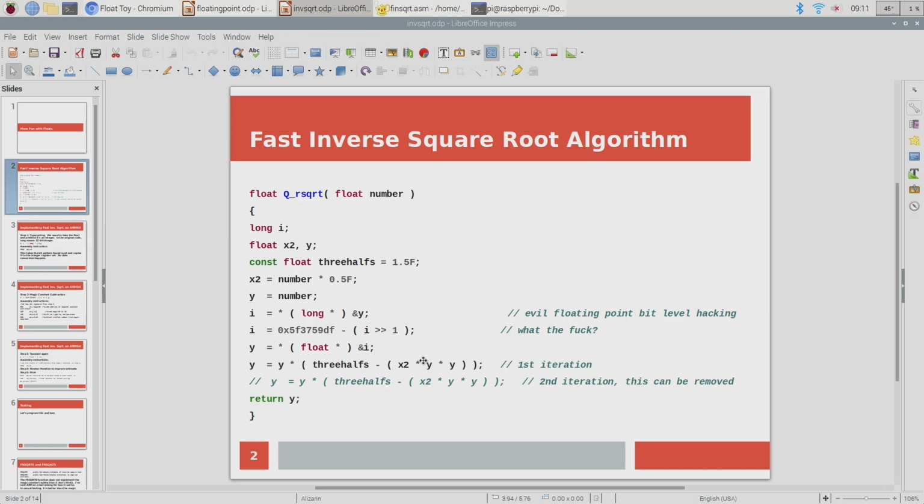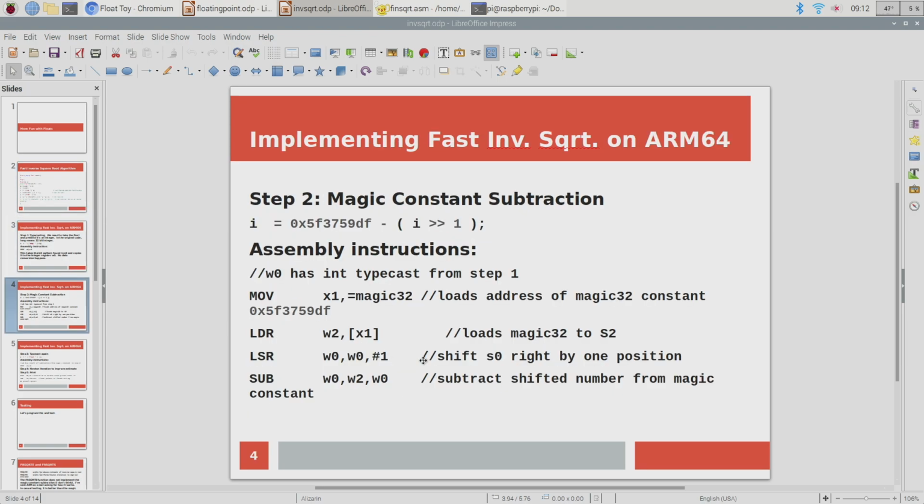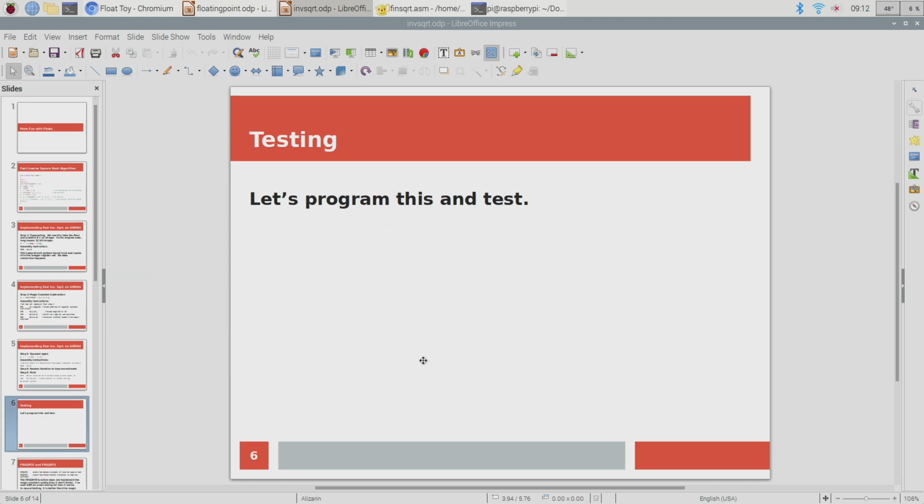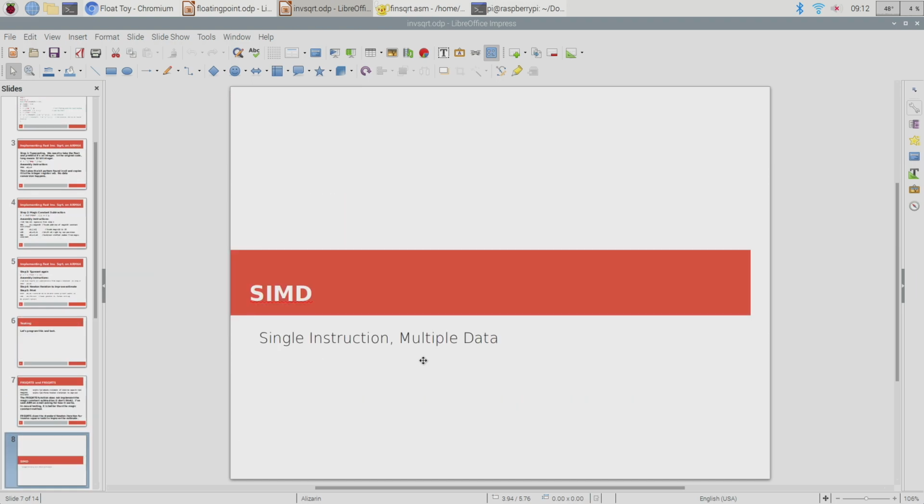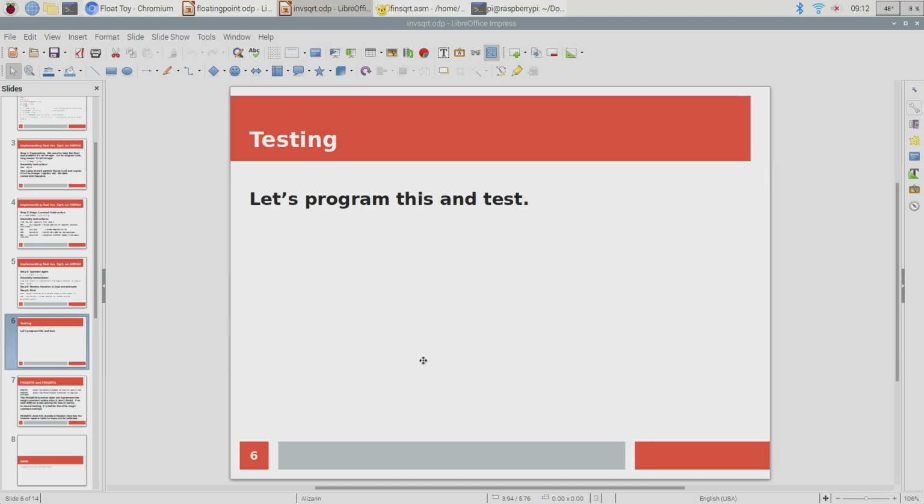But this number, this 5F blah blah blah, is the number that you need if you're doing this in 32-bit. It is not the same number in 64-bit. And it's not just a bunch of zeros after it. No, that doesn't do it either. So I'll talk about that in a second. You have to look up what the magic constant is.